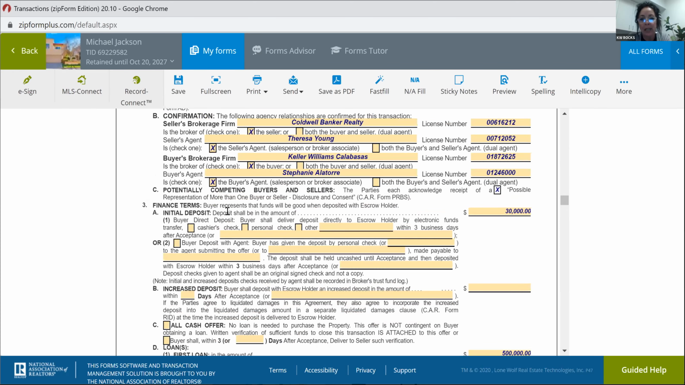So the initial deposit has to be deposited within 3 business days after acceptance. So for example, if we had acceptance today, then we have Thursday, Friday, and then the next business day is Monday. So then your buyers would have until close of business on Monday, the 26th, to get their deposit monies in. So that's why you want to make sure that your escrow is on top of it, that they open it quickly and provide those wire instructions, because you only have those 3 days.